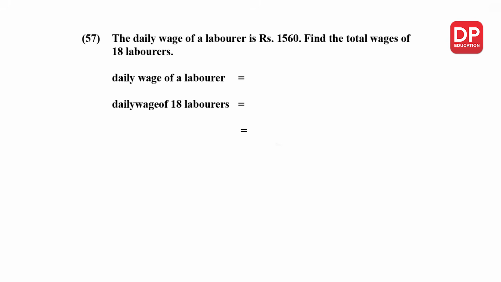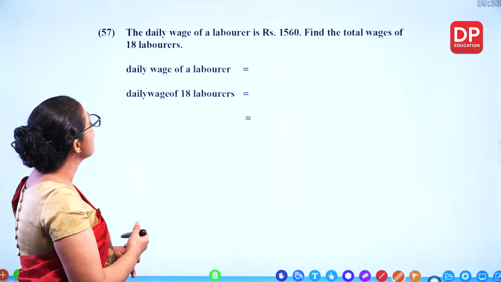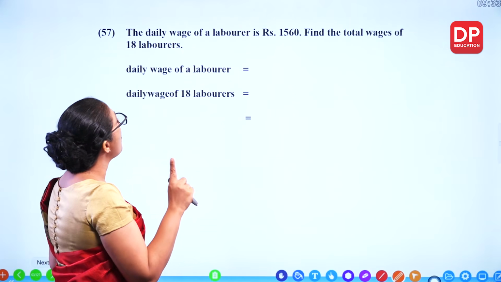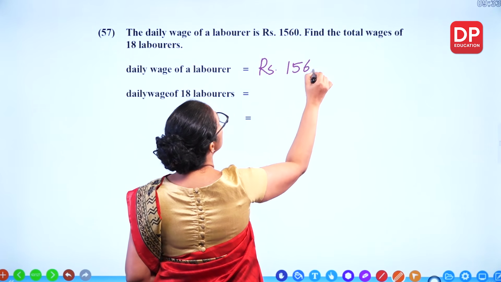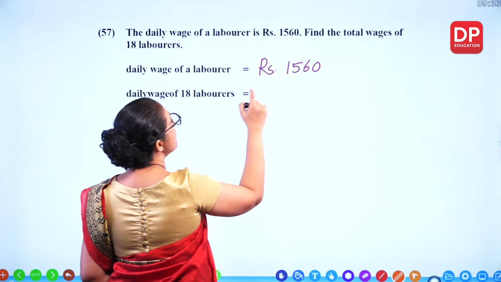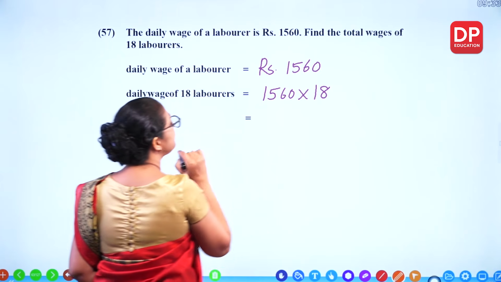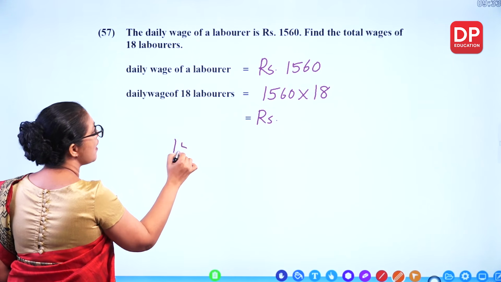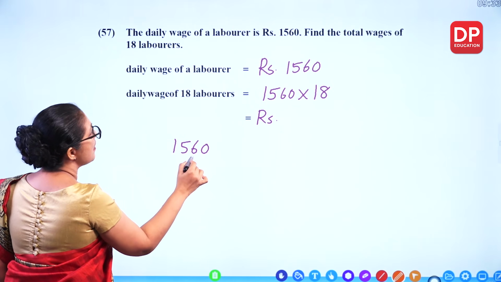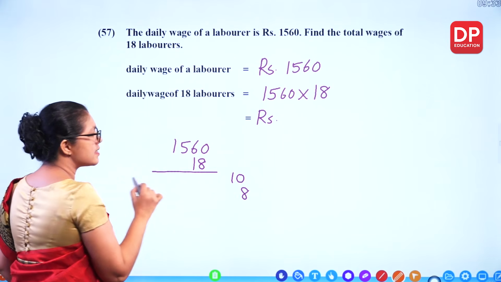The daily wage of a labourer is 1,560 rupees. Find the total wages of 18 labourers. So what's the daily wage of one labourer? 1,560 rupees. So there are 18 labourers. So you multiply that value by 18. So this is in rupees. Multiply 1,560 by 18. That means 10 and 8.